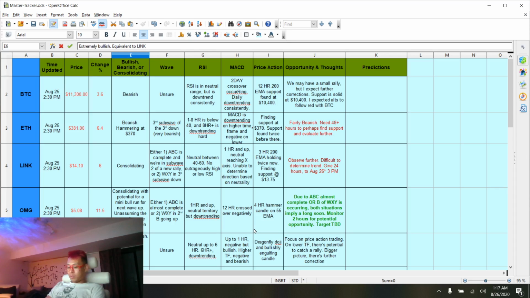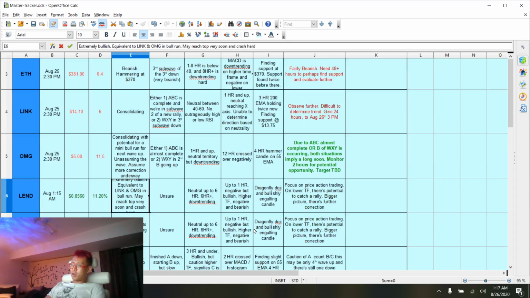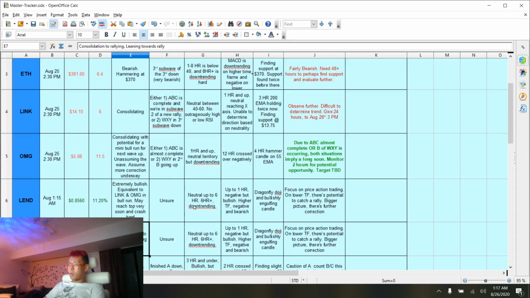Equivalent to Link and OMG in bull run, may reach top very soon and crash hard. Wave structure, it's in probably the fifth major wave. Most likely possible wave done entirely, or fifth wave extension may occur.